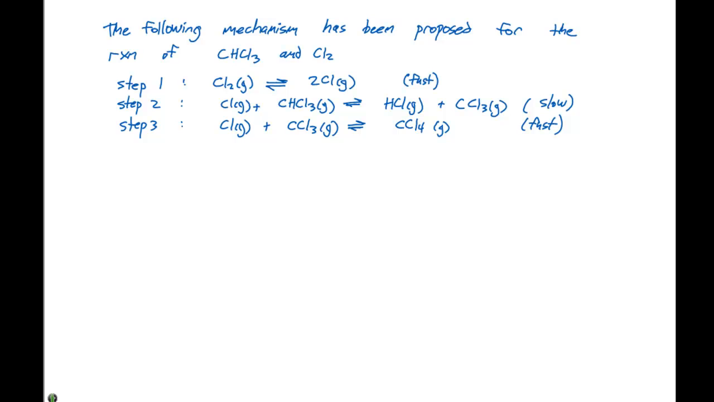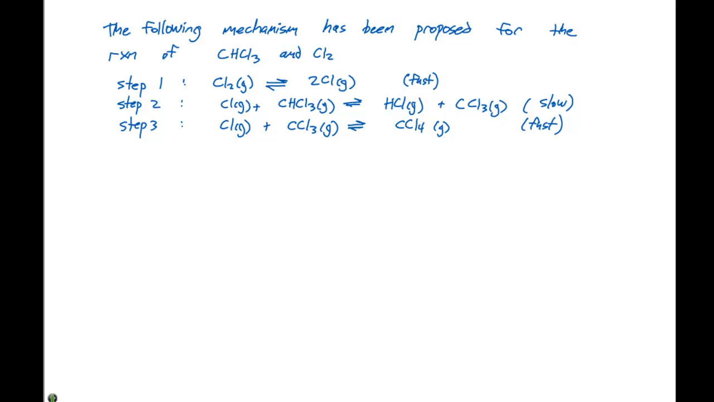We're going to go over a different twist on this reaction mechanism example to answer a few questions, and I'm going to highlight a bunch of the key points from this section of the text. The following mechanism has been proposed for the reaction of CHCl3 and Cl2. So we have three steps here.